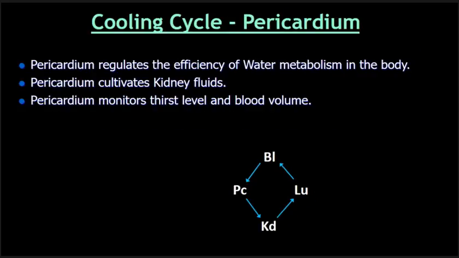Now the cooling cycle is focused on pericardium. The pericardium regulates the efficiency of water metabolism in the body. Pericardium cultivates kidney fluids. You can see in this diagram below that pericardium is supporting the kidney. And the pericardium monitors thirst level and blood volume through its action of monitoring homeostasis, balance in the body, to keep the body in balance while it's fighting off these pathogens.